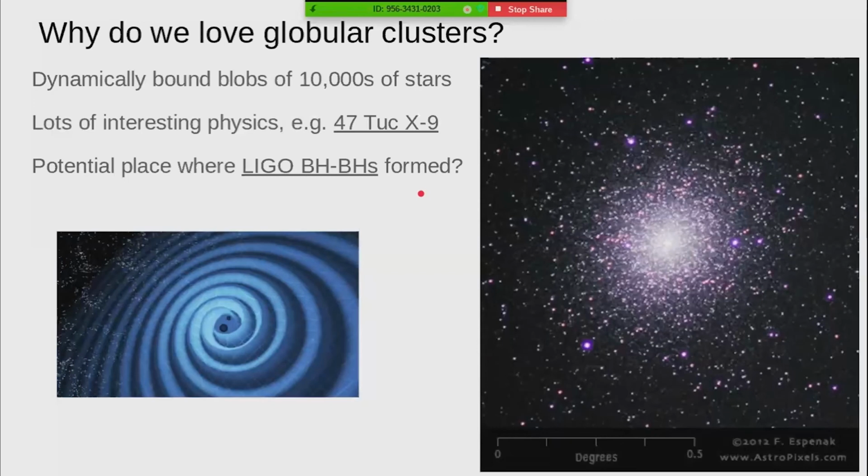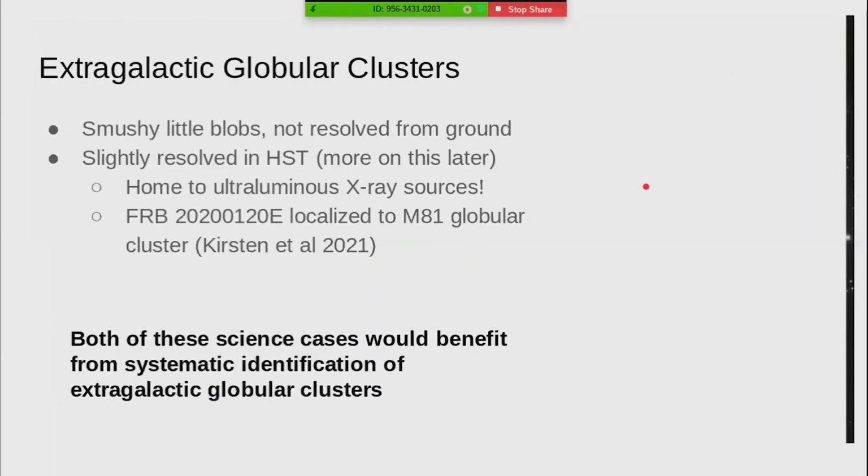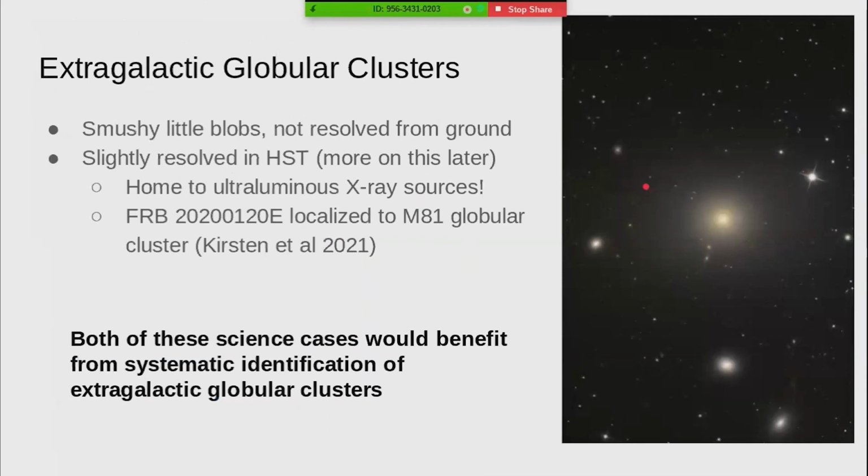We love globular clusters because they're amazing and there's so much interesting physics happening in them. And extragalactic globular clusters are awesome. There's a lot of cool science cases, including studies of ultraluminous X-ray sources. There was a fast radio burst localized to an extragalactic globular cluster, but a lot of following up on these science cases and interesting questions hinges on us finding more. And of course, the problem is they're unresolved little blobs and finding them is a pain.